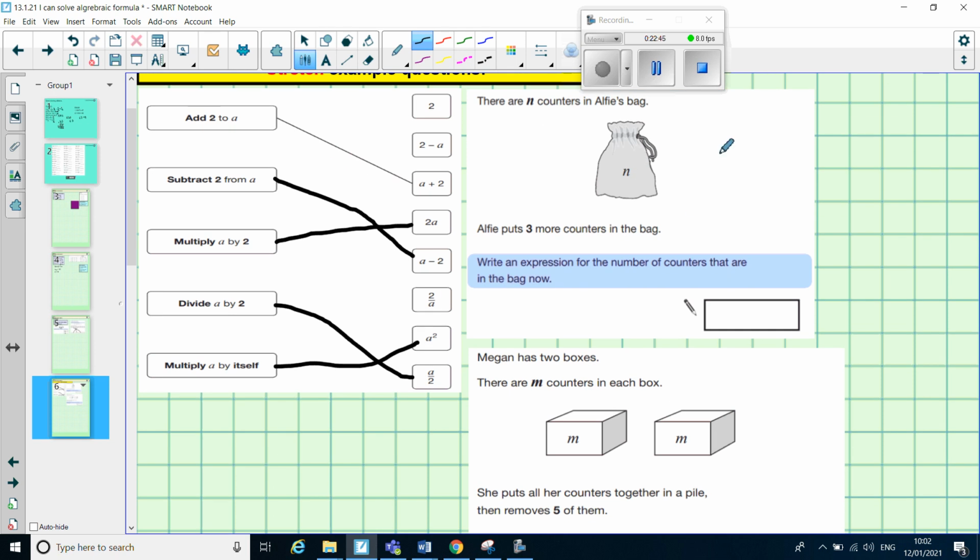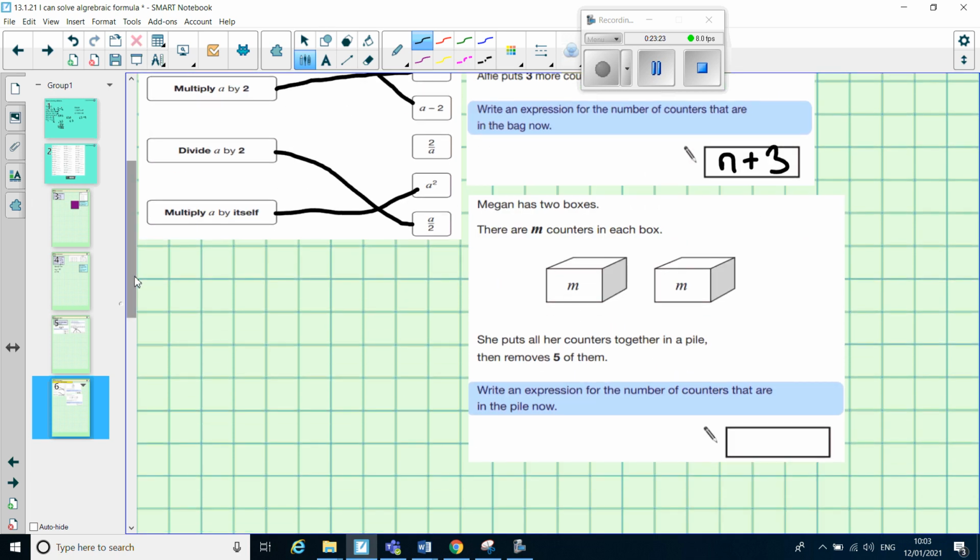Okay, next question, I'm looking at this one here with the picture of a little bag. It says there are n counters in Alfie's bag. Alfie puts 3 more counters in the bag. Write an expression for the counters in the bag. Okay, pause the video now, see if you can come up with an expression or an equation for that, and then I'll tell you the answer. Okay, we know there are n counters in Alfie's bag, so we're going to start with that. N counters in Alfie's bag, and he puts 3 more counters in. So n plus 3. Okay, that's all we needed for that question.